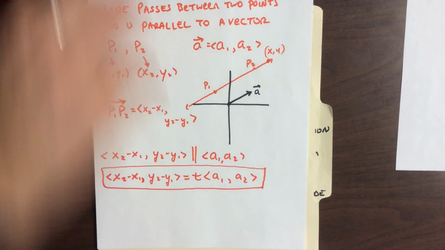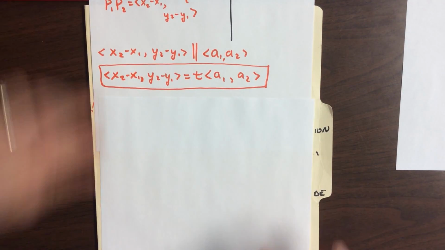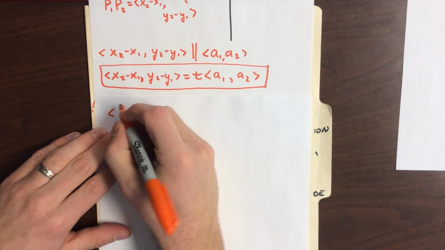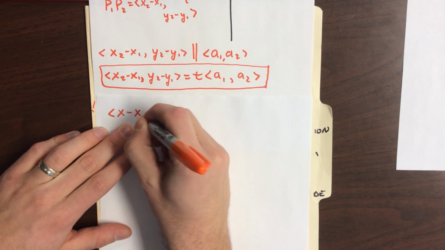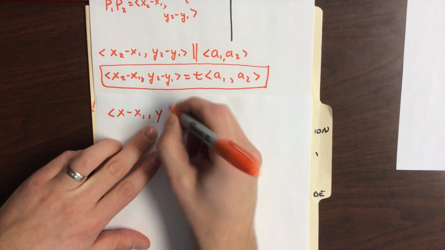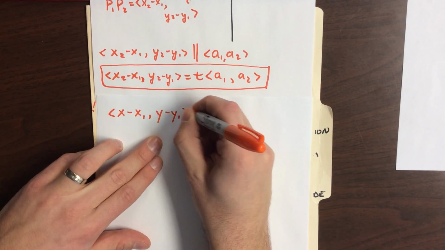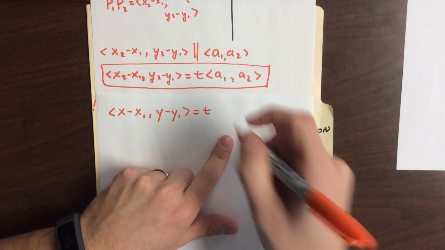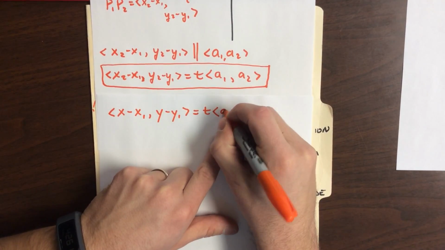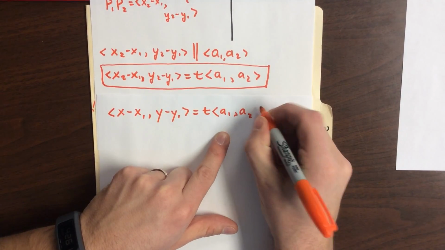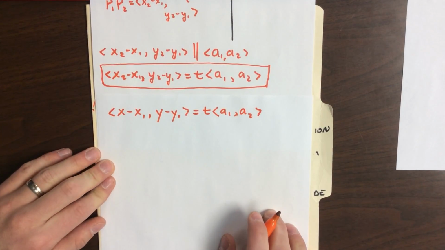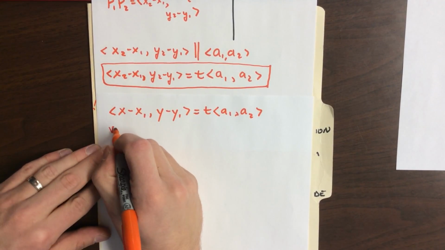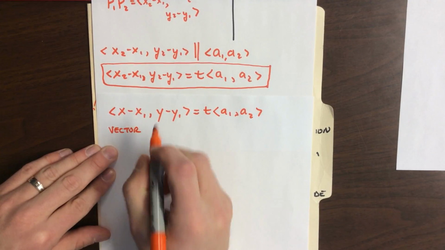So, pulling that together, I can replace this x2, y2 and generalize it, for any x and a given point, for any y and a given point, we equal a scalar multiple of a parallel vector. And we have what I'm going to refer to as the vector equation of a line.